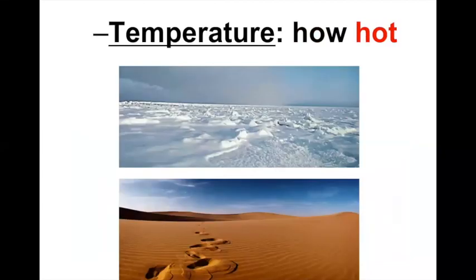And the last one I want to show you today is how hot something is, and that again is called temperature. Yesterday, one of the things I showed you was the thermometer, which measures how much heat there is. Okay, how hot. We have 2 pictures there. The top picture is by the North Pole. It's called the Arctic. The bottom picture is a desert, the Sahara in Africa.